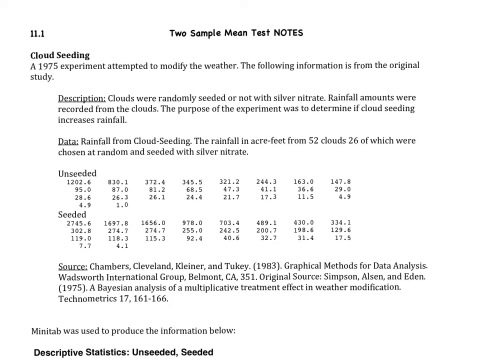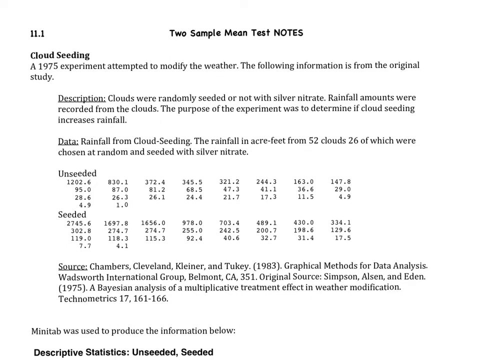If we look at the first page, this is the data that we are looking at and the context. So like I said, we're just going to jump right into a hypothesis test. A 1975 experiment attempted to modify the weather. The following information is from the original study. Clouds were randomly seeded or not with silver nitrate. Rainfall amounts were recorded from the clouds. The purpose of the experiment was to determine if cloud seeding increases rainfall. So then you're given the data. The rainfall from the cloud seeding, the rainfall in acre feet from 52 clouds, 26 of which were chosen at random and seeded with silver nitrate.